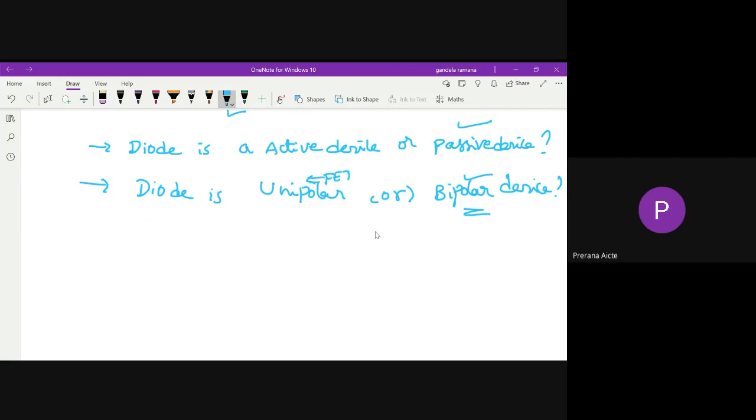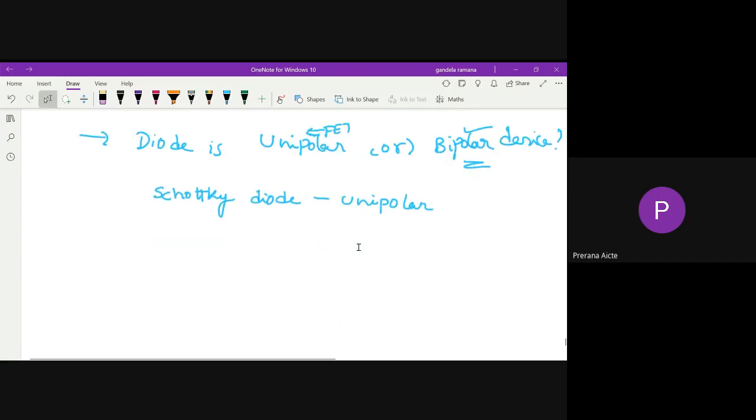One diode is unipolar. What is that diode? The Schottky diode. Schottky diode is a unipolar device, where the current is due to only electrons. Only the Schottky diode is unipolar.